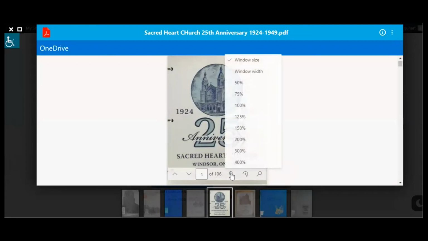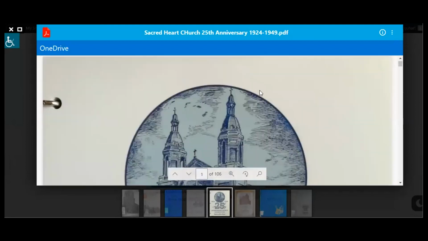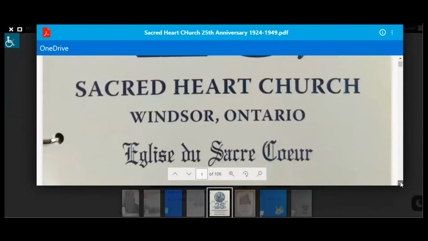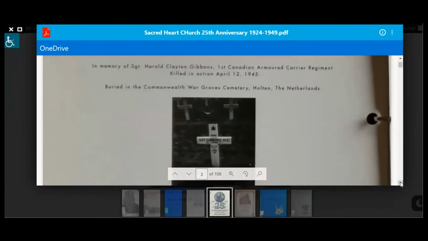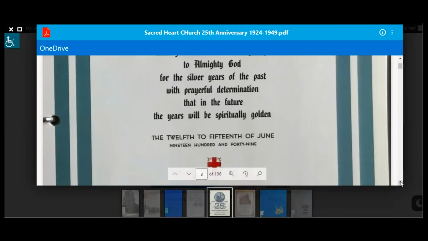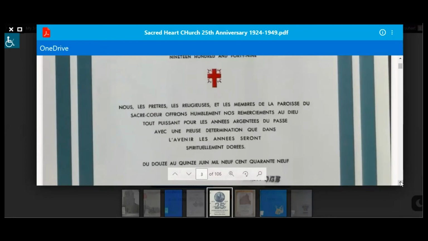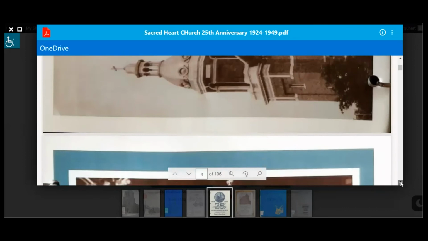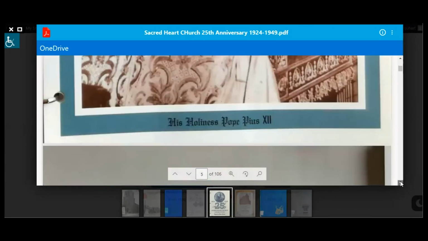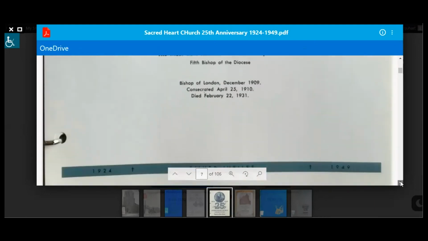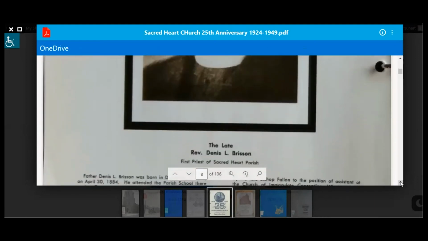Okay, I'll zoom in to window width. It's much easier to read that way. And if I knew a person I was looking for, I would do that. But in most cases, it's just a matter of looking at what's available. So that's a church history.